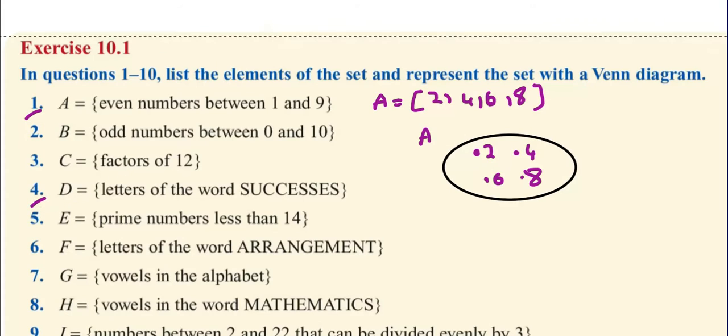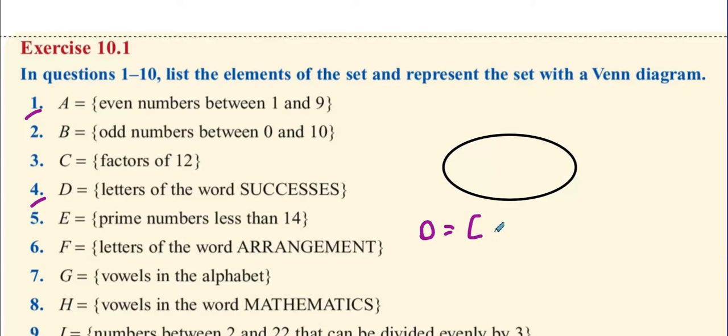Now let's look at question 4. The letters of the word successes. Okay, well, the letters of the word successes is D. So we go for D. What different letters are there? Well, there's S, there's U, there's C, and there's E. Although S appears 4 times, there's only one. It's the types of letters. Okay, so there's 4 of them. So then you make your Venn diagram, and then you have S, U, C, and E. Okay, so that's question 4 done.